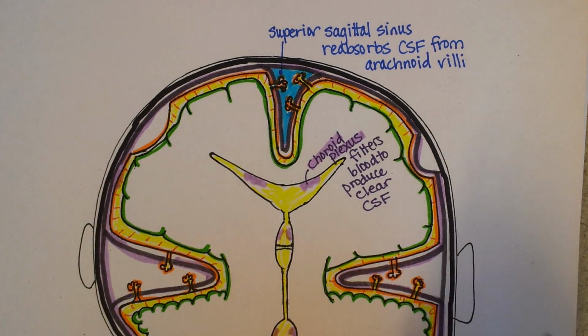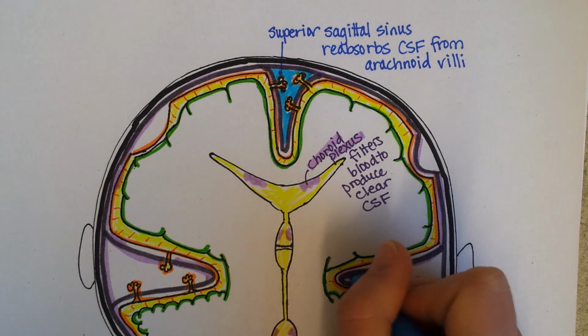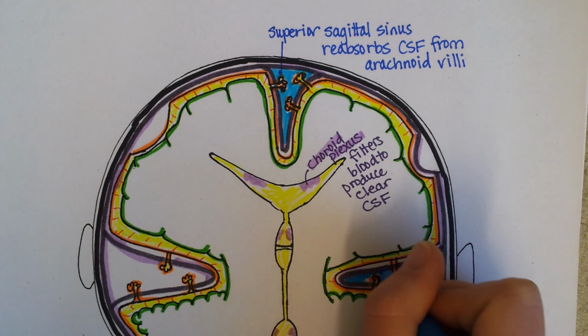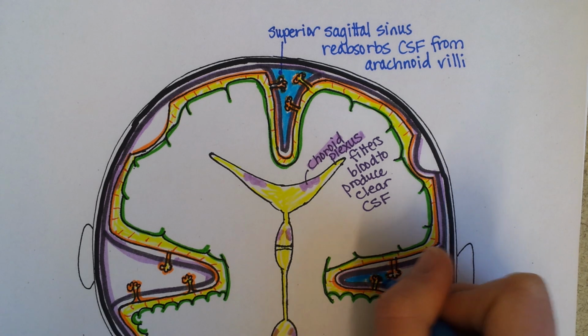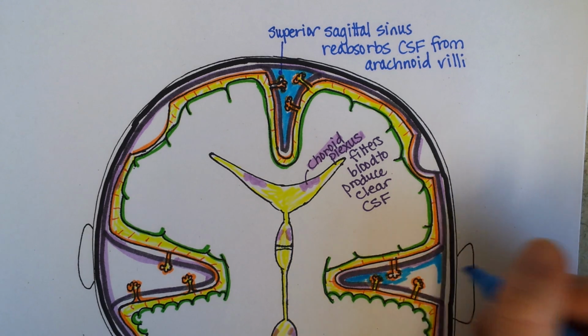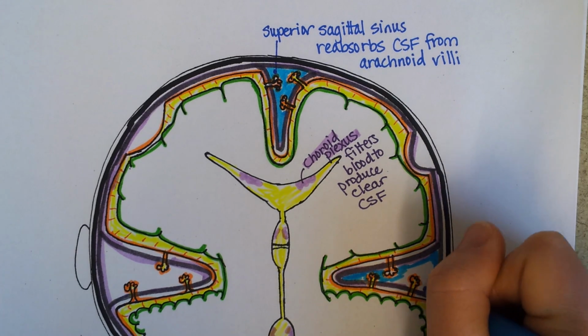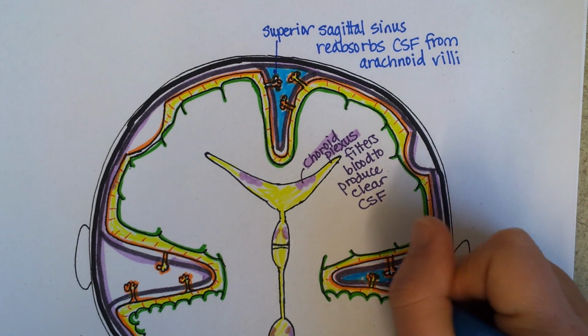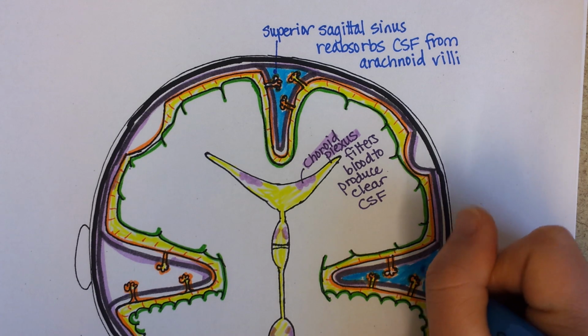But let's look at the transverse sinuses that separate the cerebrum and the cerebellum. These also are filled with blood, and it's venous blood, meaning it's deoxygenated.